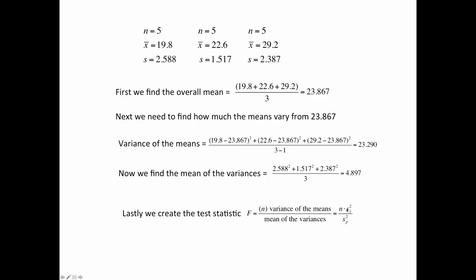So this symbol right here, since it's s squared, that means variance. And then it has x bar because it comes from right here using the x bar or the averages. And on the bottom it is s squared, so that's also variance. And then p means pooled. So if you put the variances together, which we did right here, and averaged them, the bottom part would be 4.897.